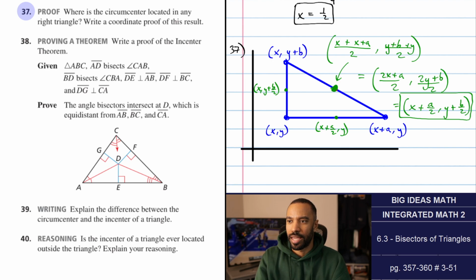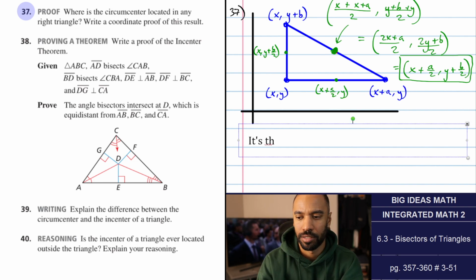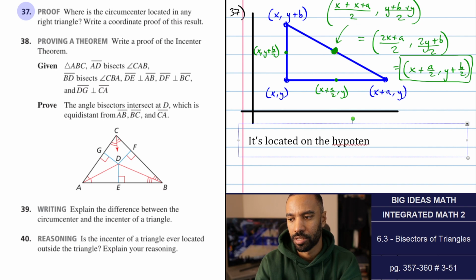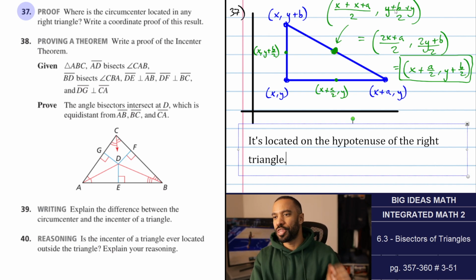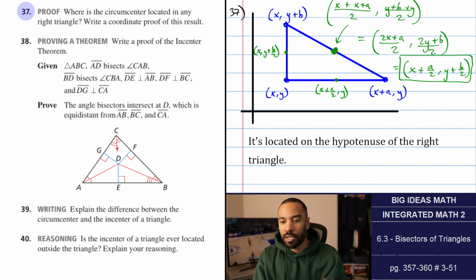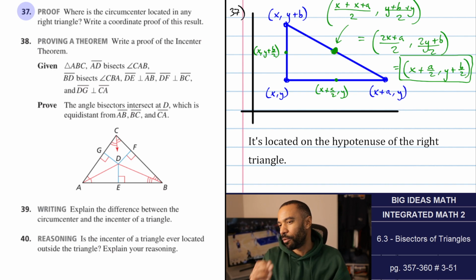Oh, where is it located? It's located on the hypotenuse of the right triangle. Okay, here's where I think that I'm kind of messing up this proof. And I'm sorry, I am going to move forward. But here's where I think I'm kind of messing up on this proof. We got to prove that it's on the hypotenuse. I'm just doing the hypotenuse thing there. I don't really know if that works out a proof in that way.